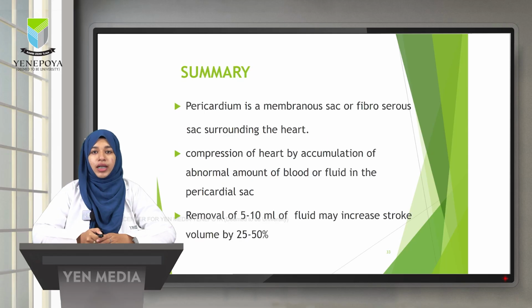So let's summarize what we have learned today. The first one is pericardium is nothing but a membranous or fibrous serous sac which surrounds the heart. Compression of the heart due to accumulation of an abnormal amount of fluid in the pericardial sac is tamponade, and even removal of 5 to 10 ml of fluid has the chance of increasing the stroke volume by at least 25 to 50%.